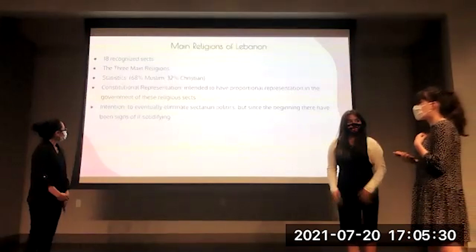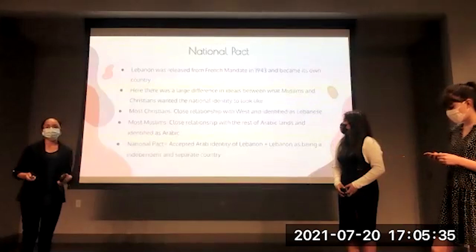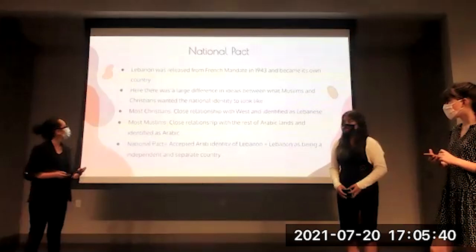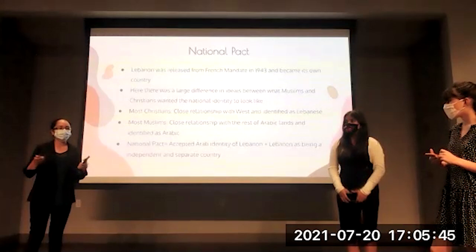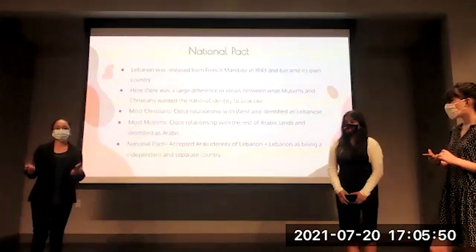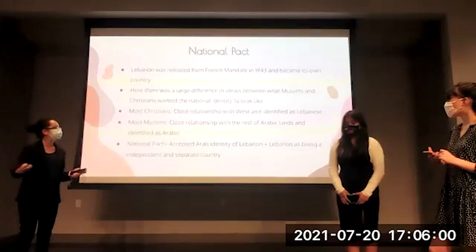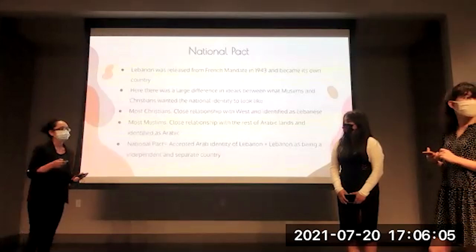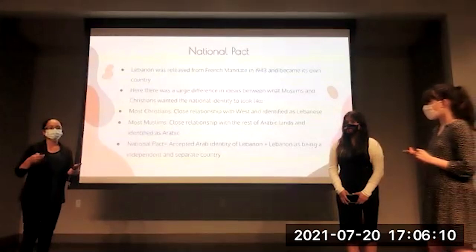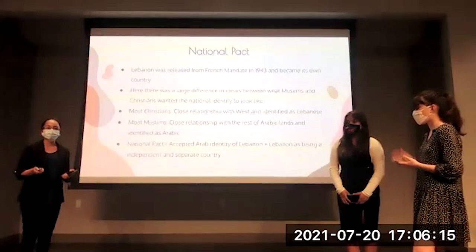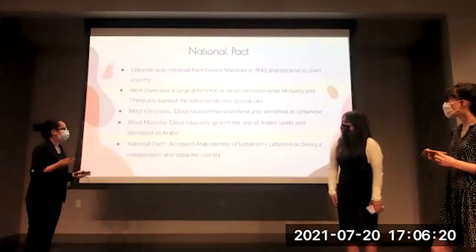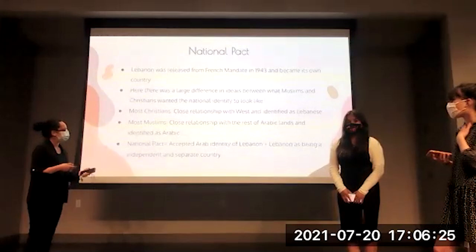All right, so during the 1940s, Lebanon was released from the French mandate, which allowed them to create their own independent country. This meant that they had to start deciding what they would do with their country and make their own independent decisions. Right off the bat, there started to be clashes between Christians and Muslims over ideology, specifically what the national identity in Lebanon should be like. The Christians wanted a close relationship and ties with the West, and they wanted to identify themselves as Lebanese. Muslims, on the other hand, wanted a close relationship with the rest of the Arab lands, and they wanted to identify themselves as Arab. The National Pact came about as a compromise between these two ideologies, which accepted the Arab identity of Lebanon, and it also accepted the Christian proposal of Lebanon as its own independent separate country.